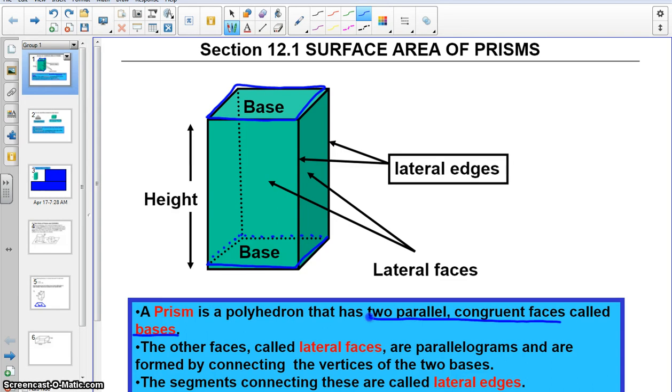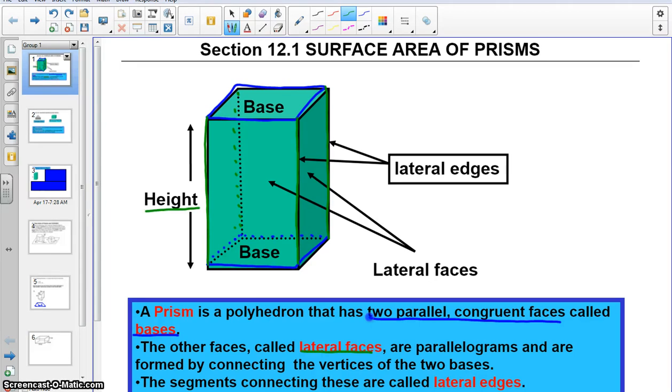The other parts of the prism, we have lateral faces. Lateral faces are the parallelograms, or in other words, we kind of think of those as the sides of the prism. And again, they are formed by connecting the lateral edges. The lateral edges are these, which I'm highlighting here in green, connecting all those parallelograms.